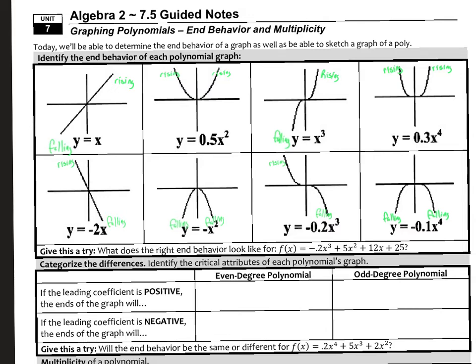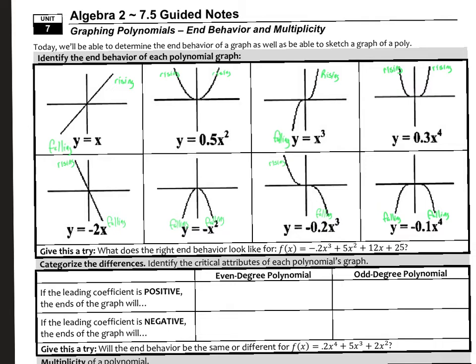Okay, so let's take a quick look at what we had here. When we had y equals x, just a linear, remember that our degree there is 1. When the lead coefficient was positive, and we had a positive x, it was falling on the left and rising on the right. When we flipped it, it was rising on the left and falling on the right. For quadratics, when we had an x squared, when it was positive lead coefficient, it was rising, rising. When it was negative, it flipped and was falling, falling.